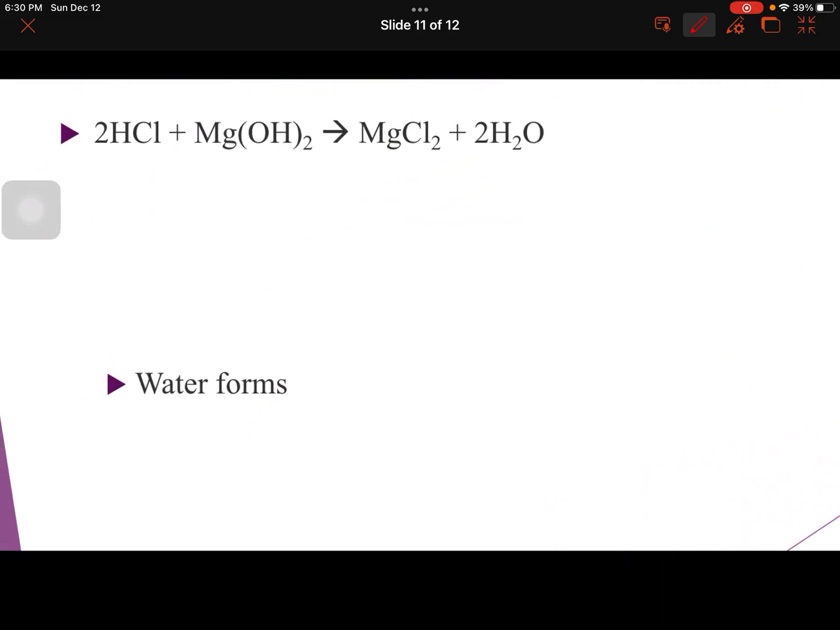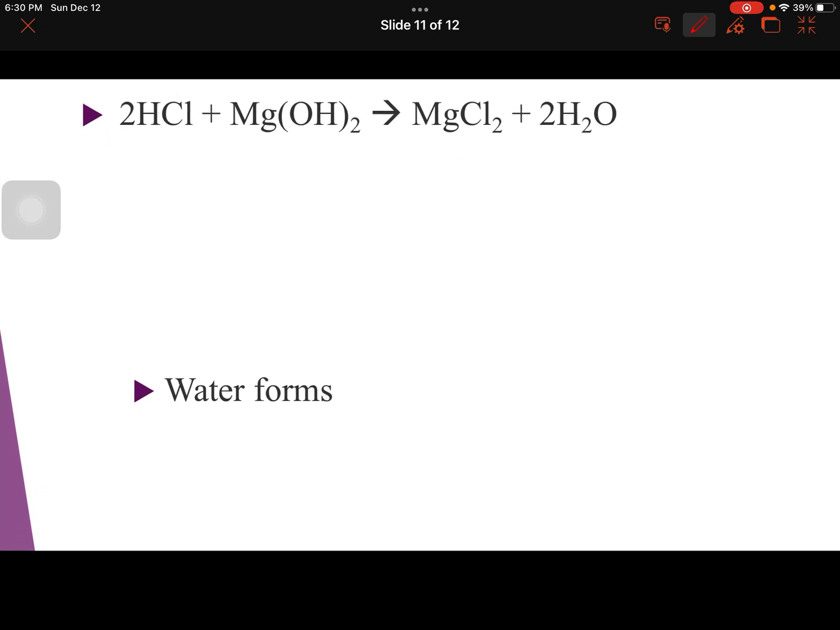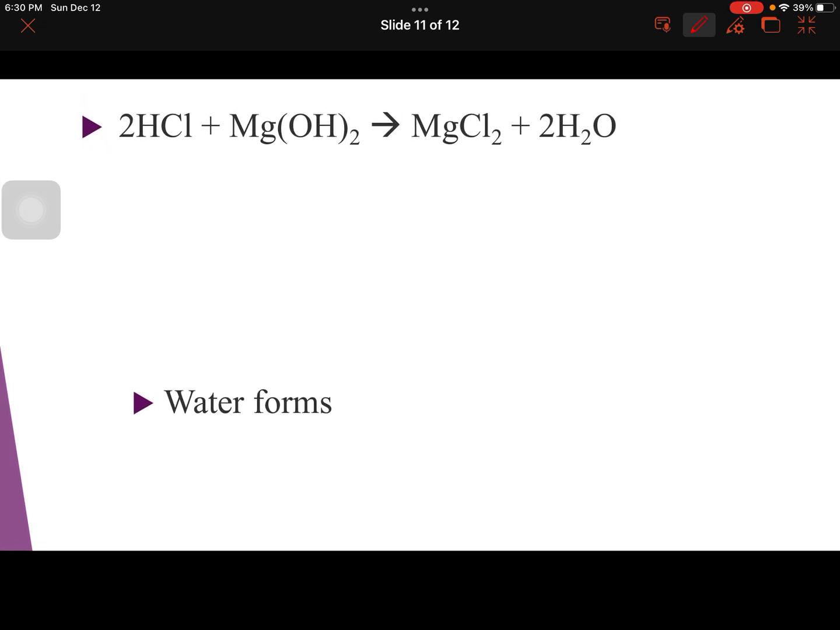Second example I have here, this one's a little bit different. You'll learn more about this particular type of double replacement when we do acids and bases. But look at how the partnerships work out. We have hydrogen and chlorine, we have magnesium and hydroxide. The switch that occurs is the magnesium now is partnered up with the chlorine, and it forms then water.